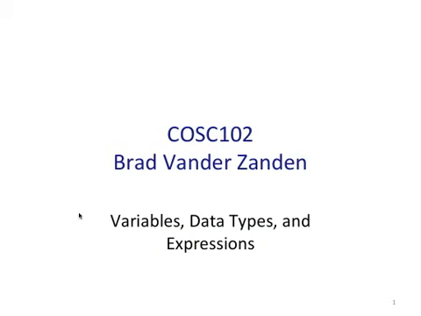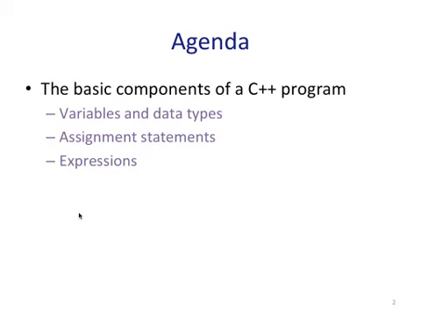Today we're going to be delving into the specific components of a C++ program, and we'll be continuing to do that with the next lecture as well. So the three basic components we'll be going over today are variables and data types, assignment statements, and arithmetic expressions. Next time we'll talk more about arithmetic expressions, also go into input, output, and comments.